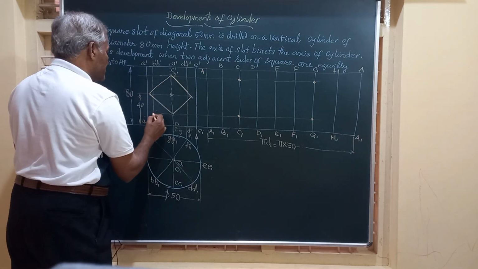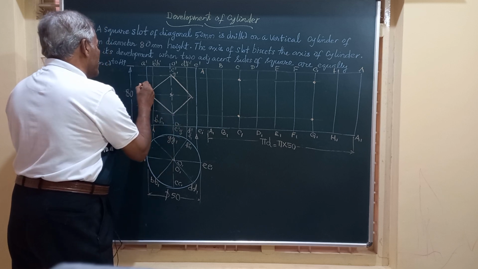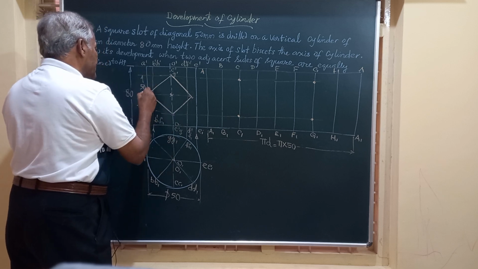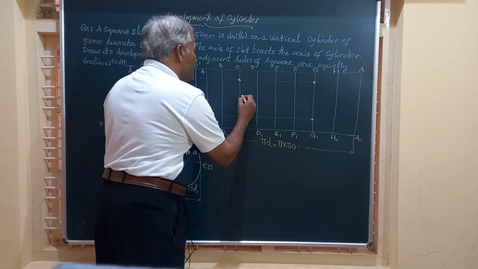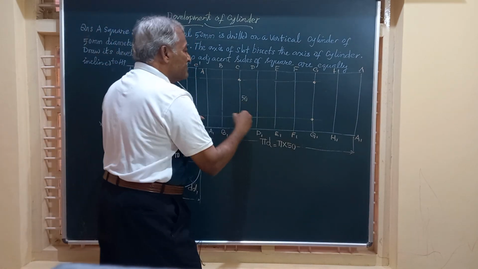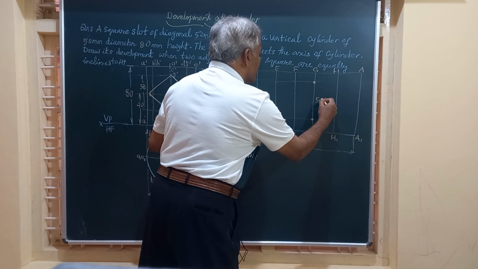So just mark it outside. This gap is 50 mm. That is given in the data. So even this is going to be 50, 50. This height is 50. This height is 50.